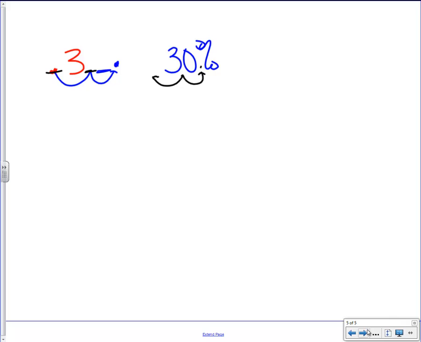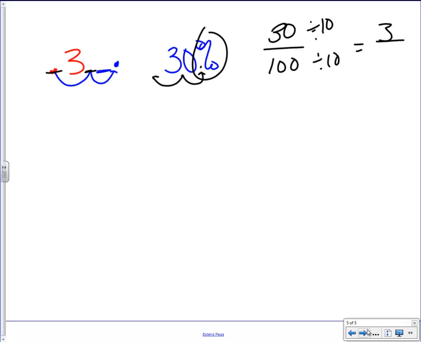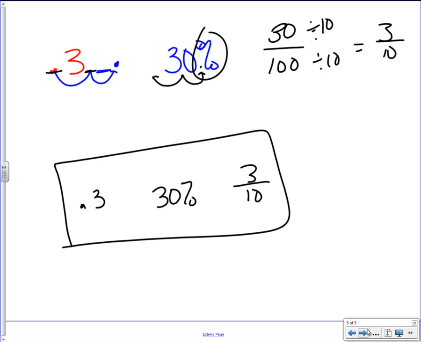All right, so from a percent to a fraction, I have 30, and I told you that anytime you see a percent, it tells you out of 100. I simplify this by dividing the top and bottom by 10. And I end up with 3/10. So 0.3 and 30% and 3/10 are all equal. They're all equivalent. They are all the same.